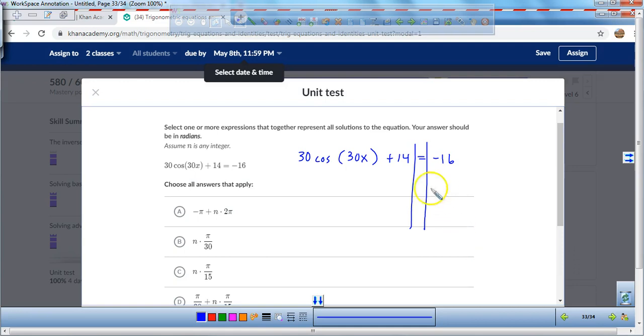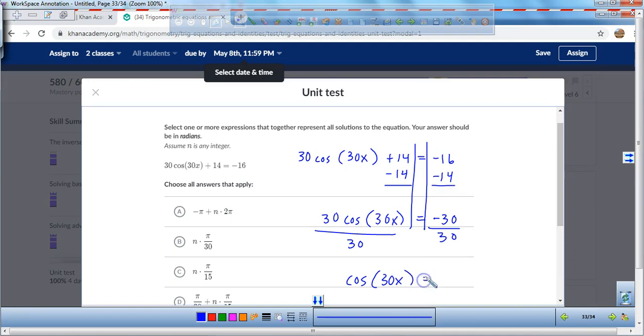So the first thing we're going to do is take away a 14 from this side, and take away a 14 from this side. So now you're left with 30 times the cosine of 30x equals negative 30. Somebody likes 30s. I don't know. Maybe this person was 30 years old when they made it. Then we're going to divide both sides by 30, and we have the cosine of 30x equals negative 1.